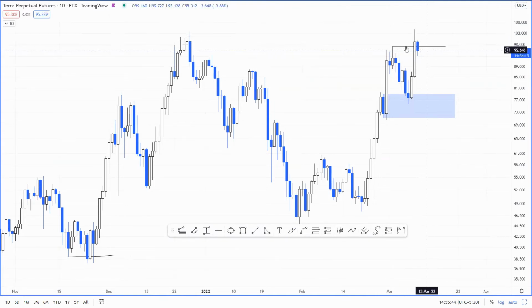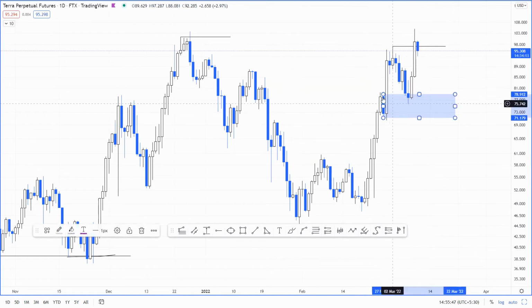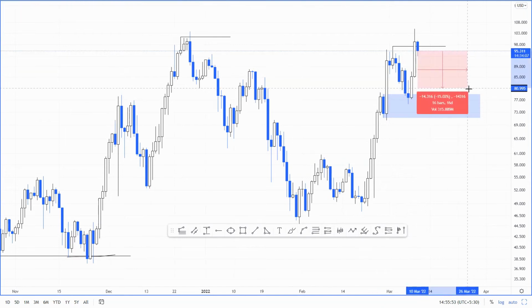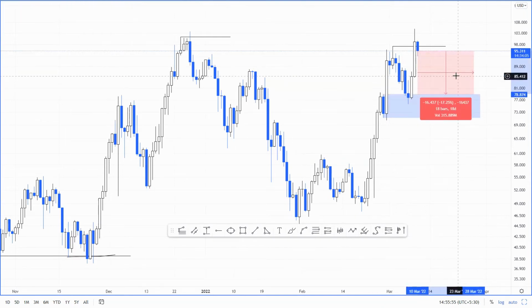Right, I'm expecting the price to retrace all the way down to this demand zone here, a one-day demand zone extending from $71 to $78. So from the current position, this would be a 17% downside.